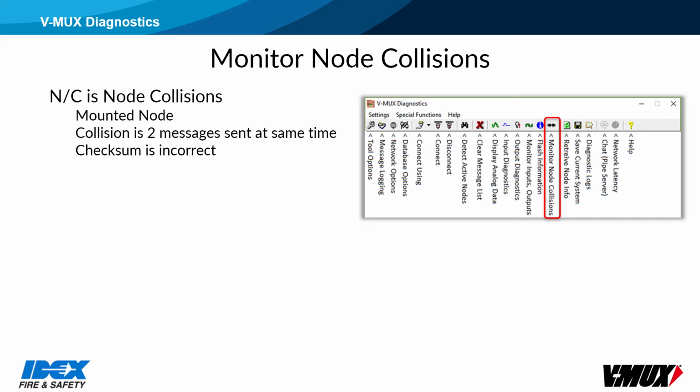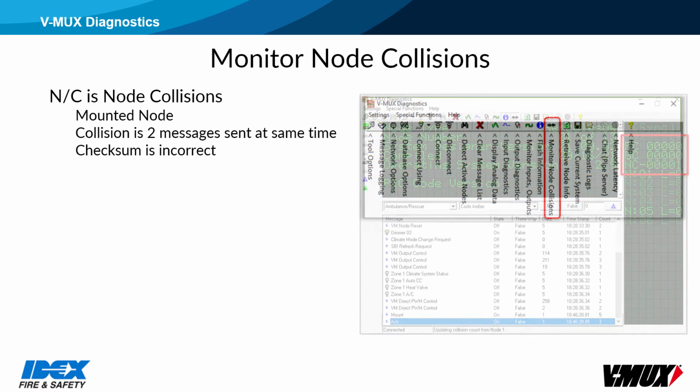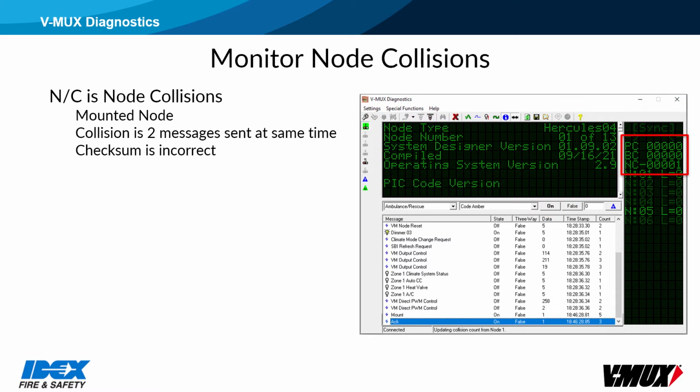Monitor Node Collisions is used to report the number of collisions experienced by the mounted node. A collision is counted when one or more nodes send messages at the same time. The checksum value will be incorrect, and the messages will be immediately sent again by the nodes.